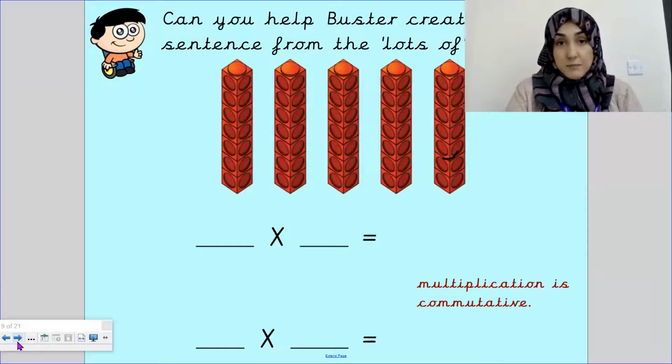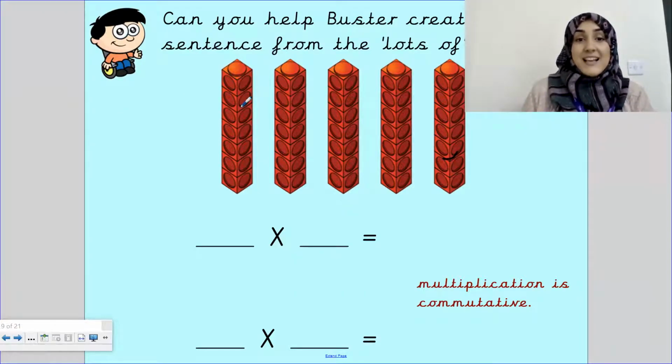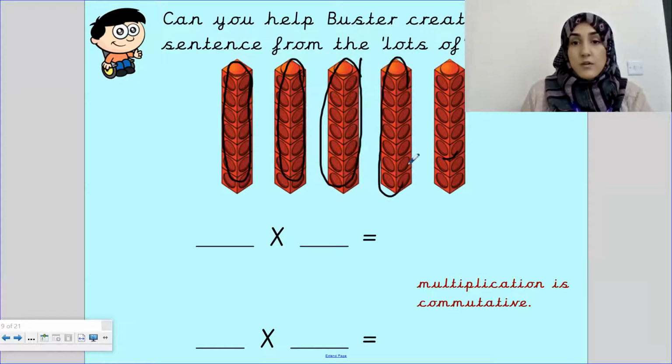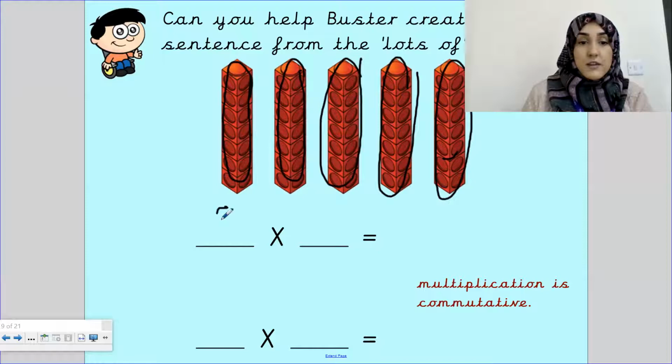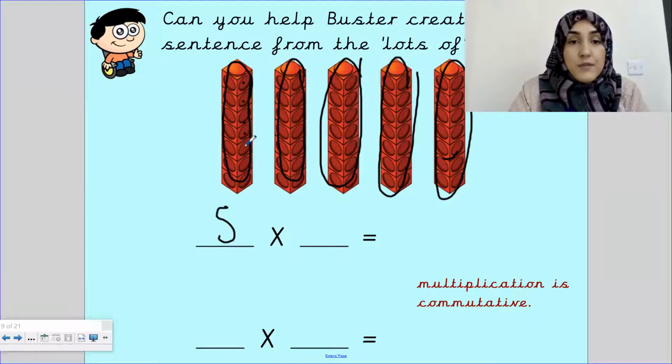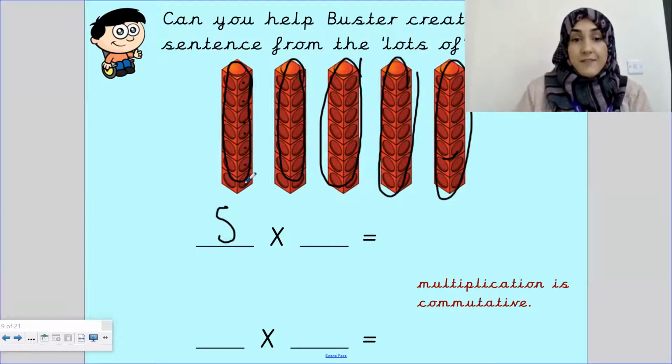Right, here is Buster. He would like some help. Let's help him. First, let's count the lots: 1, 2, 3, 4, 5. There are 5 lots of how many? How many are in each one? 1, 2, 3, 4, 5, 6, 7. There are 7 cubes in each lot. So there are 5 lots of 7.